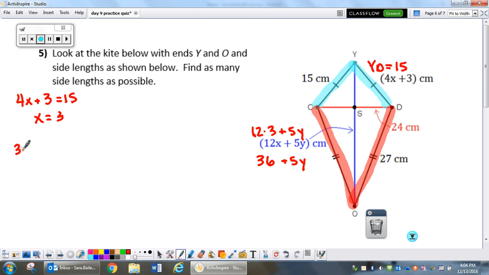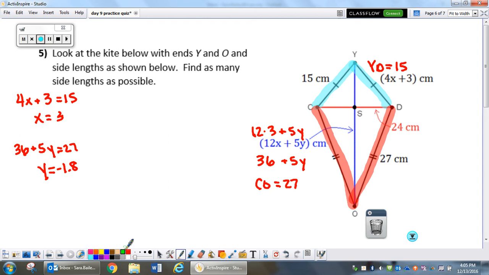So 36 plus 5y equals 27. Okay, let me grab a calculator. 27 minus 36 divided by 5, oh dear. Unfortunately, y is negative 1.8, which is totally cool. But we do know that side CO is 27.